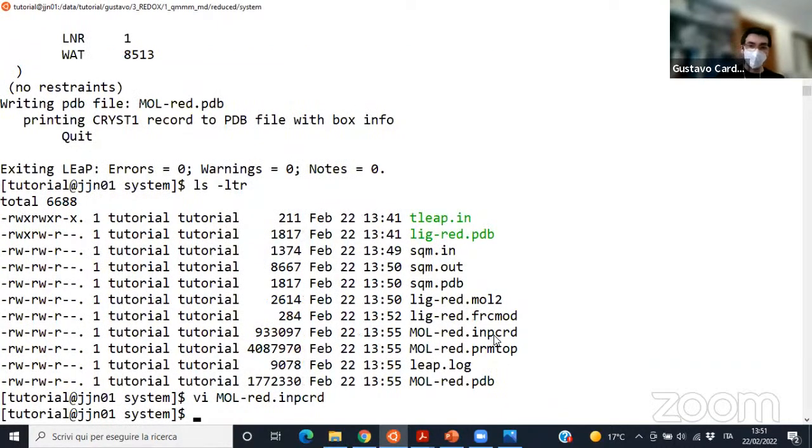The topology, you already know it. It's this guy here. So it is going to contain the point charges. It's going to contain the bonding parameters, and it's going to contain the van der Waals parameters.